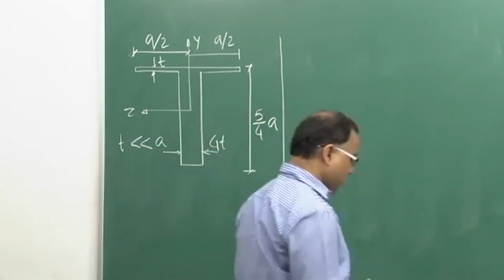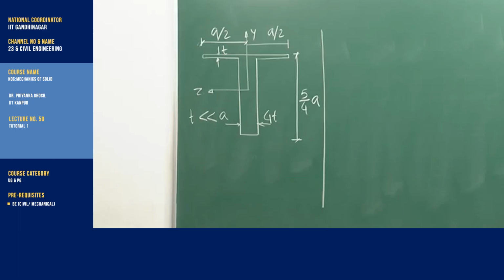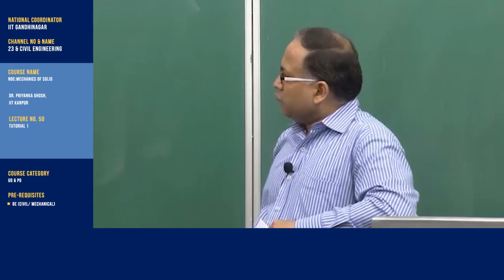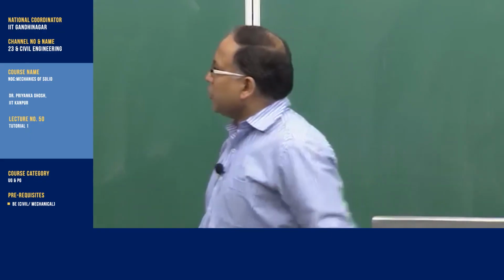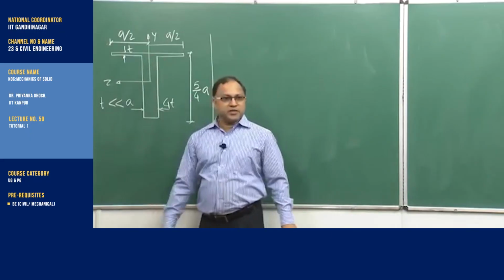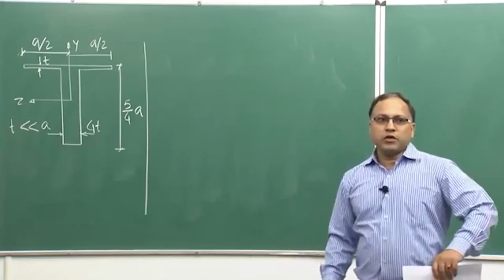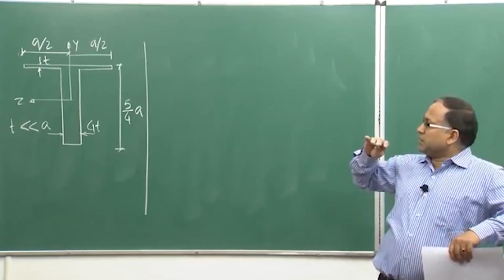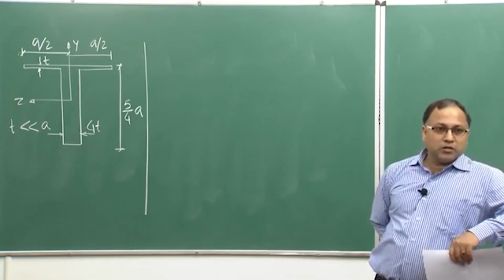So, this is the problem. We need to find out the ratio of the stresses. Now, before going to the analysis, what do we need to find out? We need to find out the neutral surface, right. Here, if you look at the cross section with respect to the z axis, it is not symmetrical. One side you have the flange, other side you do not have the flange. So, you can't say that the z axis or rather the neutral surface will be passing through the midpoint of the stem.